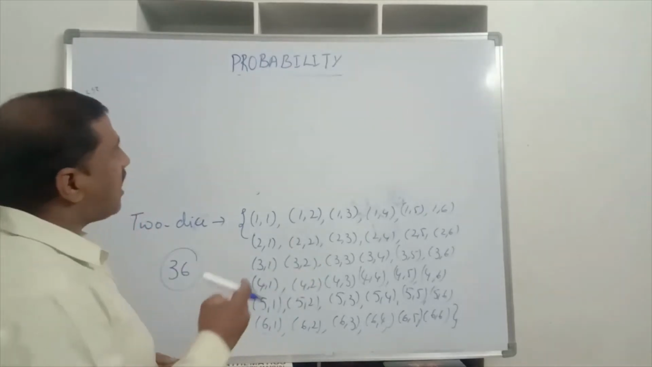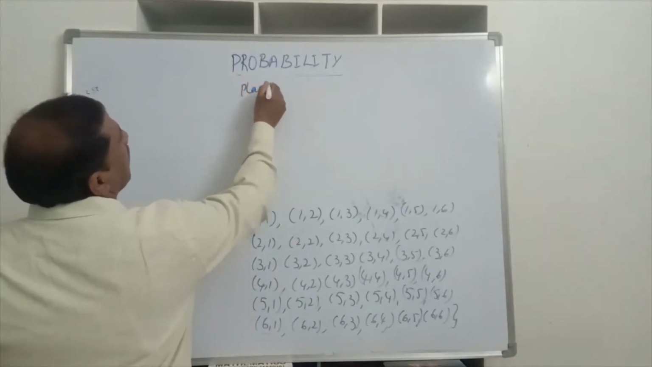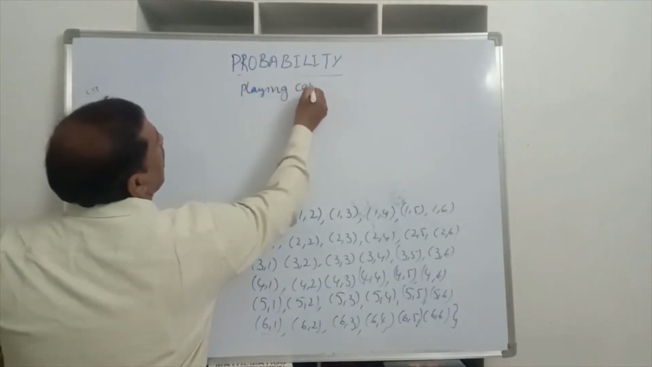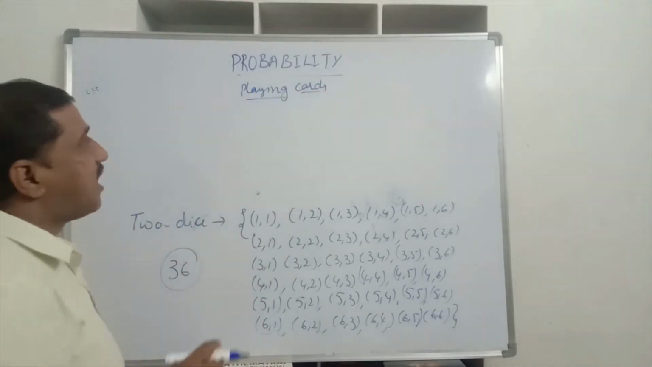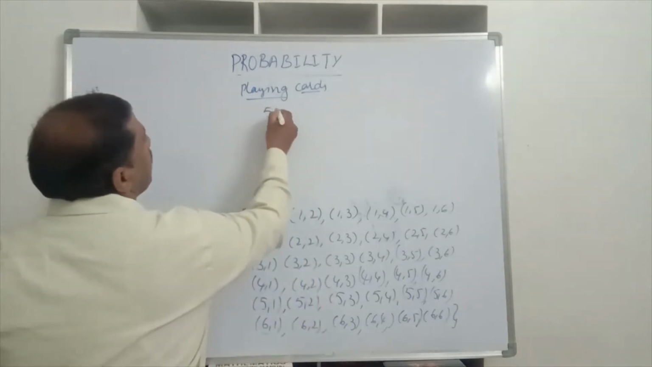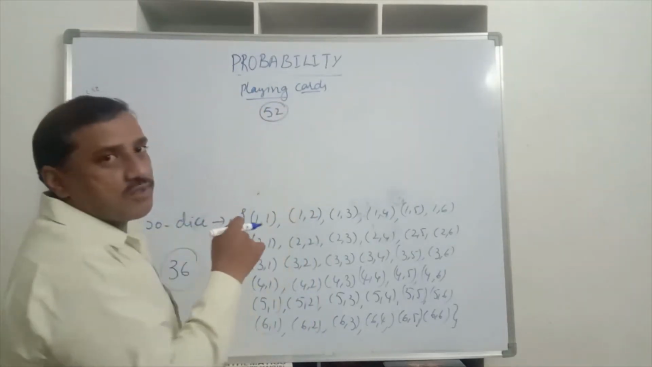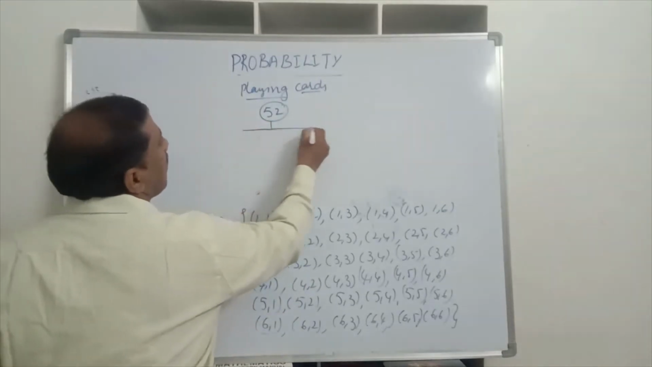Now we will discuss playing cards. What are the favorable or possible outcomes for playing cards, we will discuss. A deck of cards contains 52 cards. Total cards are how many? 52 cards. In this we have two colored cards.